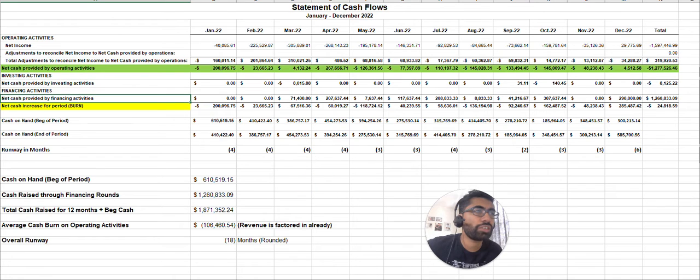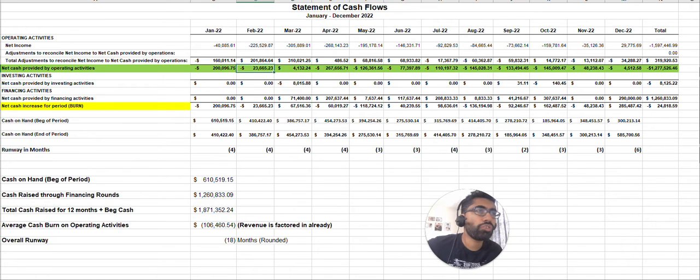Now, the financing activities is important because this is essentially where the money that was raised during the year, either through some sort of a financing round or loans, would be placed. So in this company's example, if we look at their operating burn, you could see that there's quite a bit of variability from month to month, which could skew burn rate calculations. Because if we just look at the burn rate for January, from an operating point of view, it's 200K, and then February went down to 23.